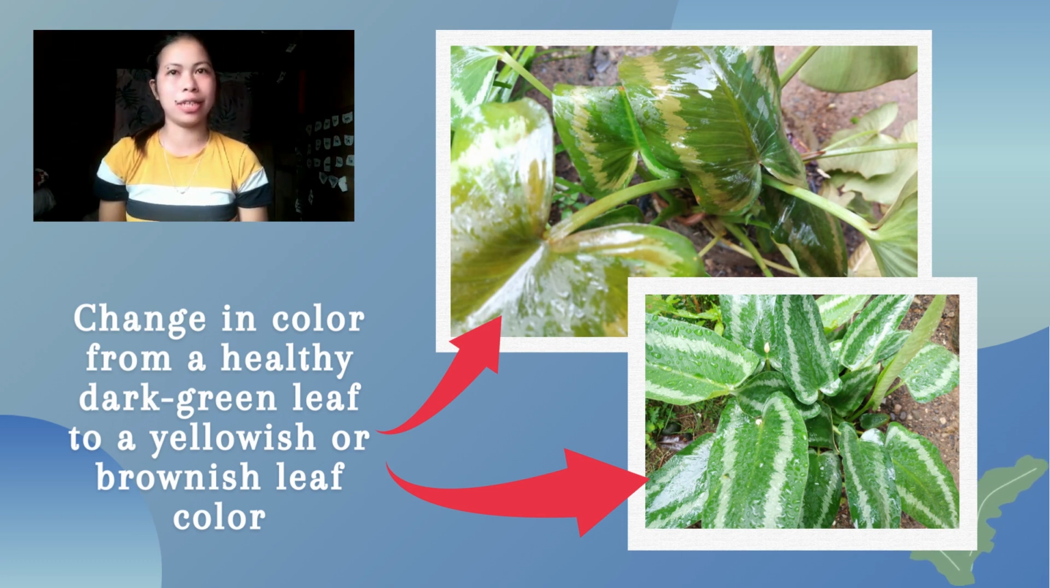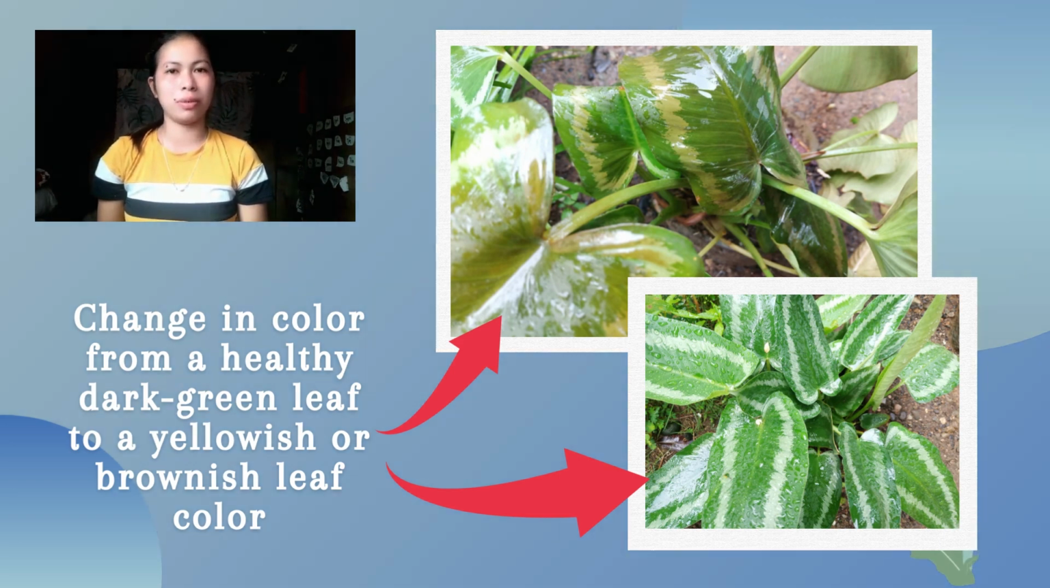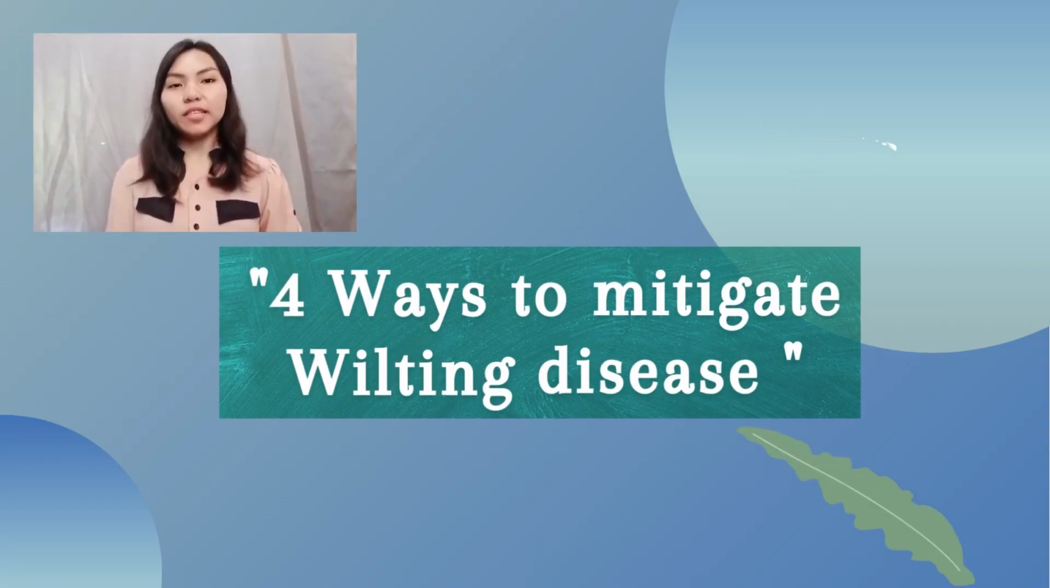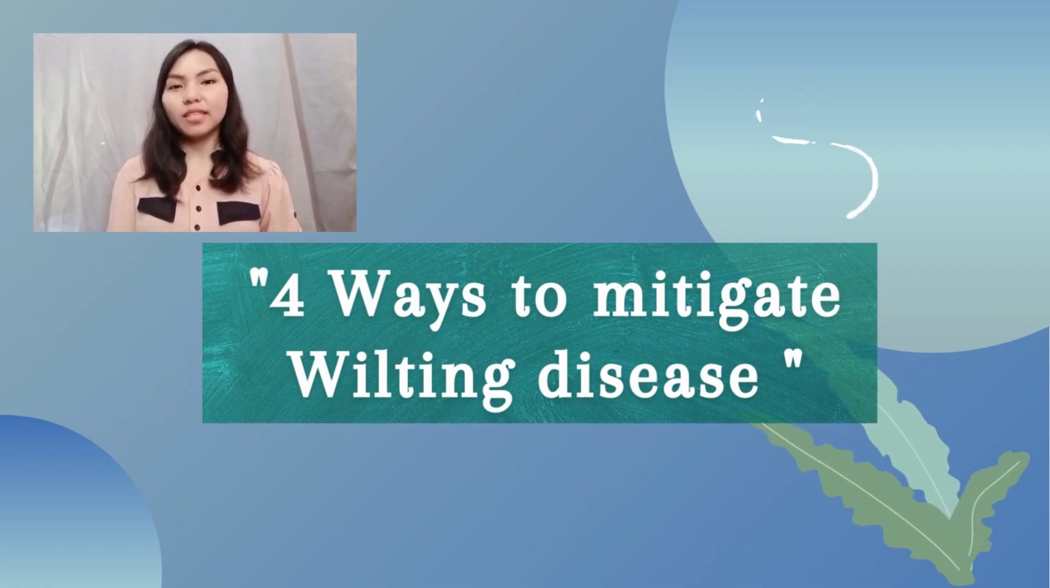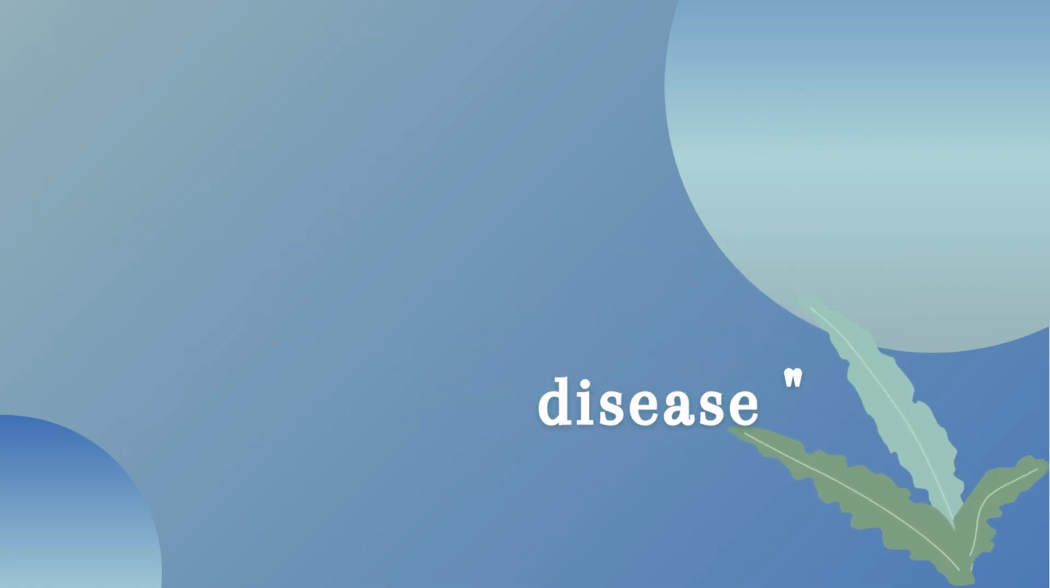Schismatoglottis wallichii plants experience a change in color from a healthy dark green leaf to a yellowish or brownish leaf color. It also shows a sign of weak stem and a change in the color of the stem too. It lost water due to extreme heat exposure, which caused the turgor pressure in non-lignified plant cells to drop to zero.